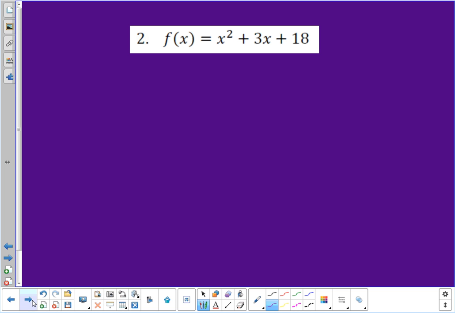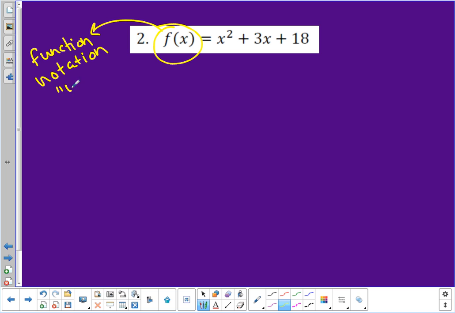In number 2, it says f of x is equal to x squared plus 3x plus 18. Now this f of x, for those of you that don't remember, we did talk about this back, I think, in Unit 4. This is just called function notation. It's really just another way of talking about the dependent values, or in other words, the y values. So sometimes we use y in that place, sometimes we use f of x to tell us it's a function. It doesn't really matter, they're kind of interchangeable. The point is that this is the equation that you're working with.